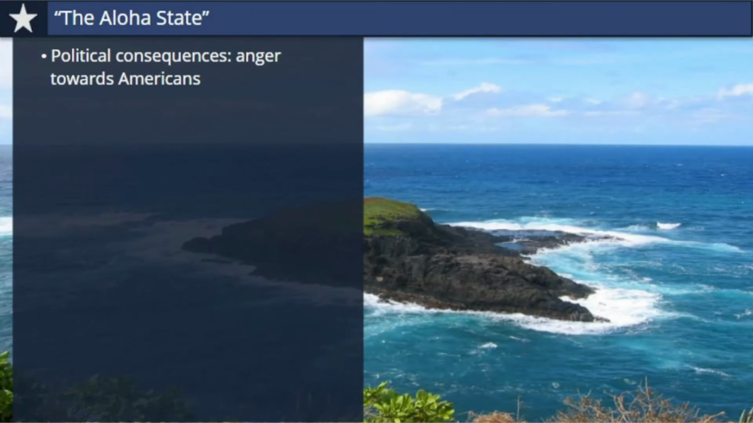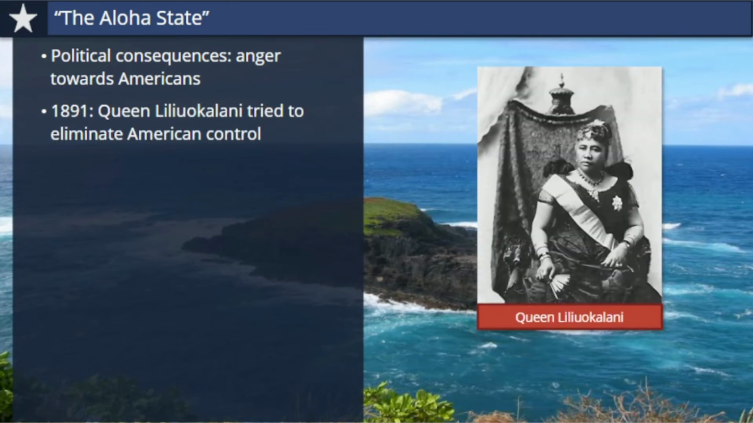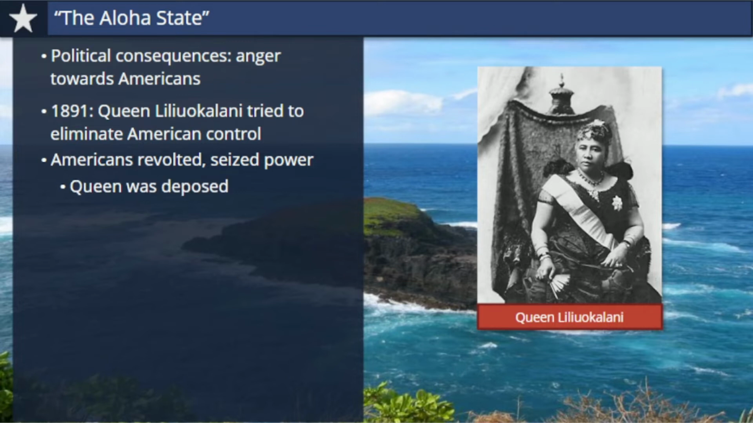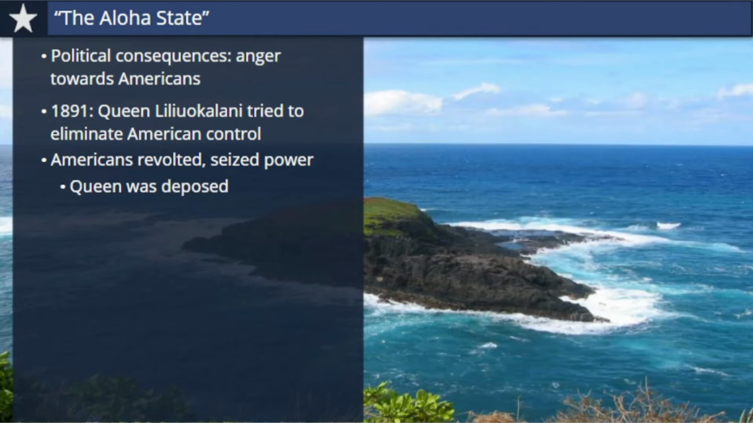Many Hawaiians now developed a growing anger towards the American elite who controlled so much of their country. In 1891, Hawaii's queen, Lili'oukalani, tried to eliminate Americans' control of her government. In response, the American population revolted and seized power. The queen was deposed, or removed, as Hawaii's leader. U.S. Marines were sent in from overseas to support this overthrow of the Hawaiian government.